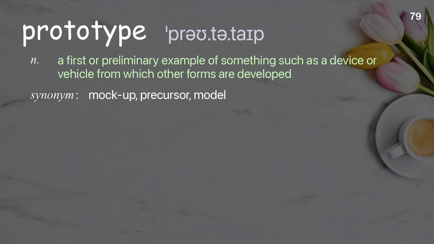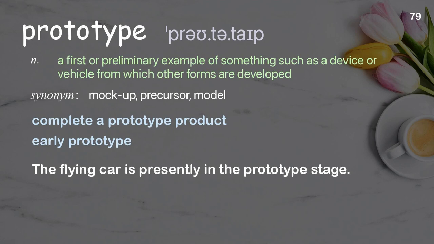Prototype: a first or preliminary example of something, such as a device or vehicle, from which other forms are developed. Examples: complete a prototype product, early prototype. The flying car is presently in the prototype stage.